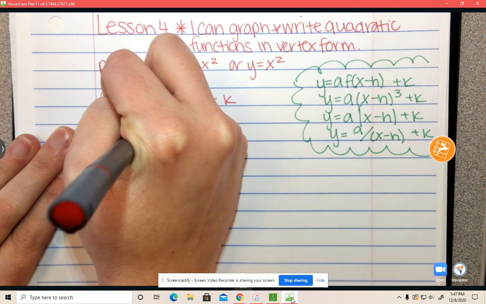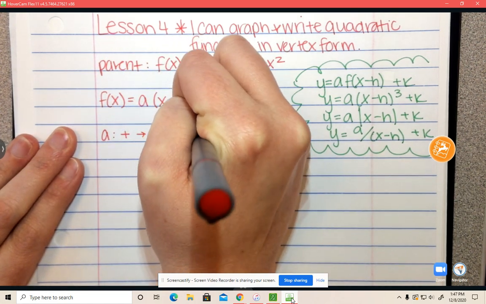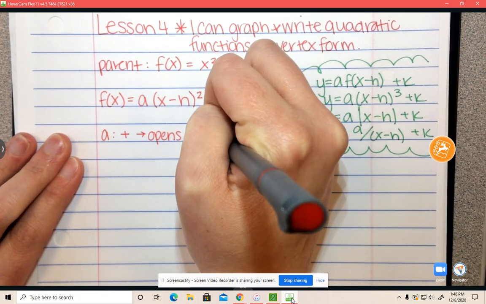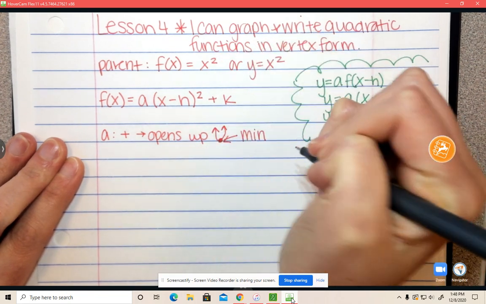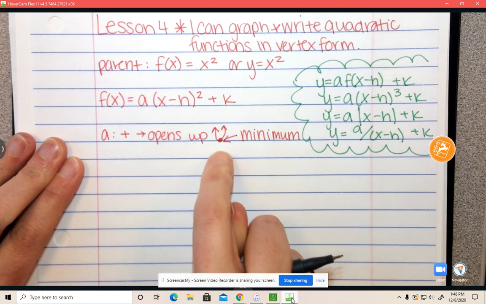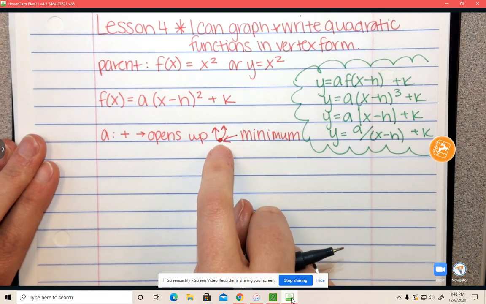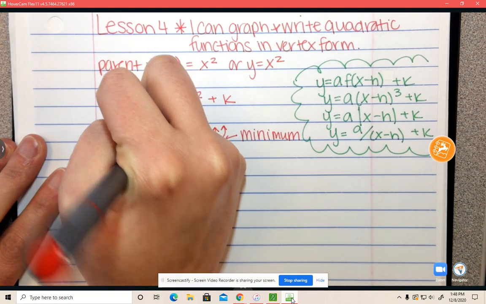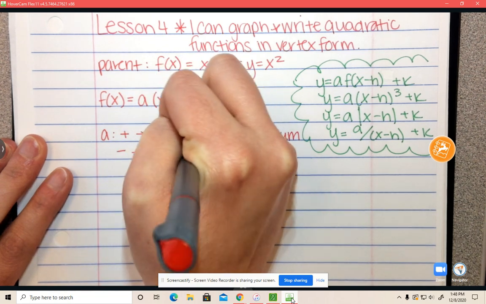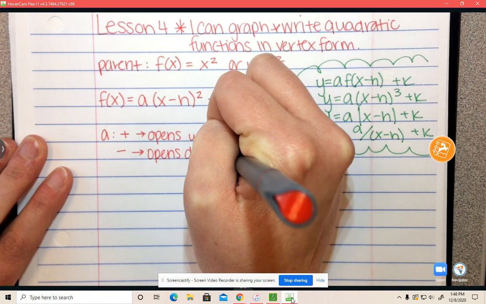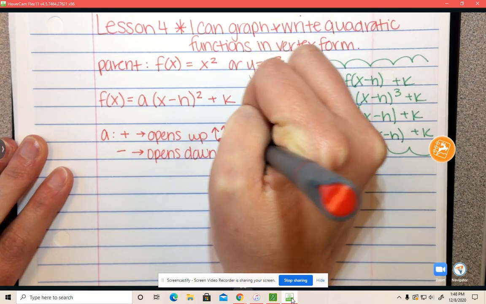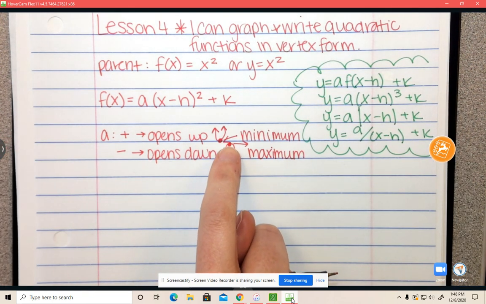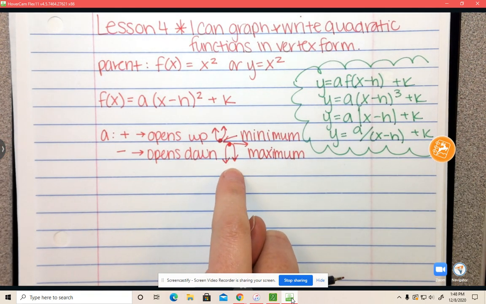if it's positive, it opens up, and it looks like this. It is a U shape, and the vertex is at the bottom, and that's the minimum. Because that means we know the lowest value on the graph. We don't know the highest because it goes on and on forever. Right? If it's negative, that means it opens down. So it's an upside down U. The vertex is at the top, and that's the maximum. Again, on this one, we know the highest value, but we don't know the lowest because it goes on forever.